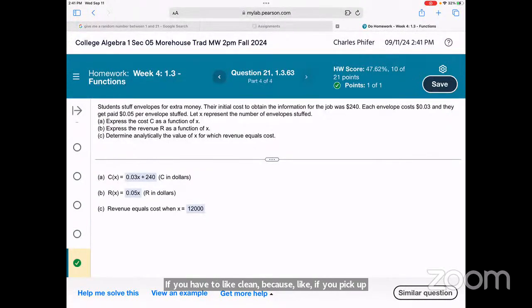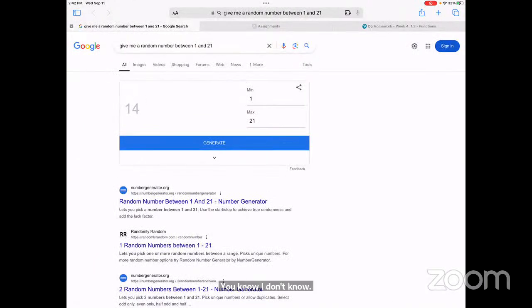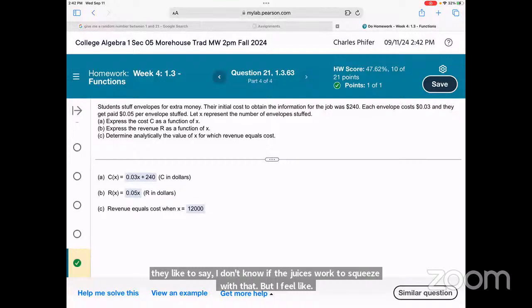It's like, man, what are you guys doing? How are you out like this? But yeah, I don't know if the juice is worth the squeeze. That's how they like to say it, I don't know if the juice is worth the squeeze with that. But I do feel like the rideshare stuff is a great supplemental job.